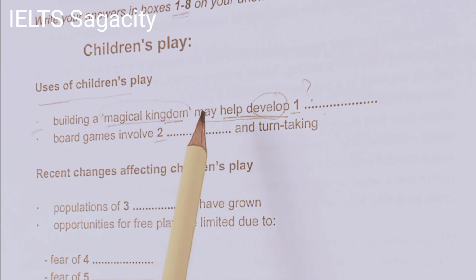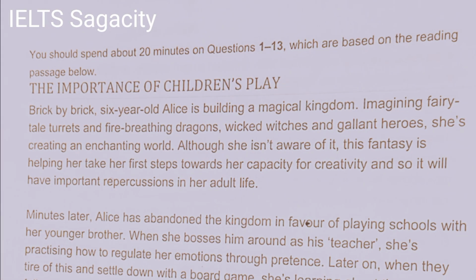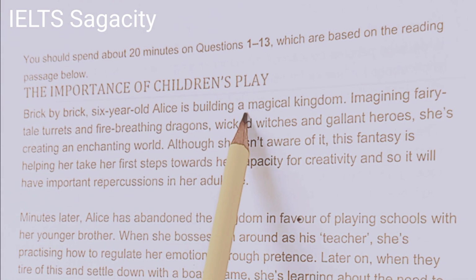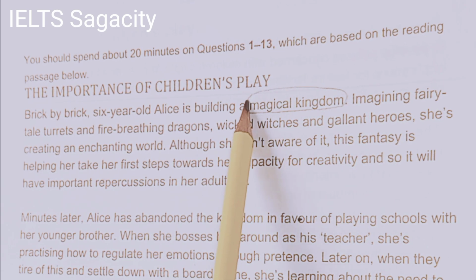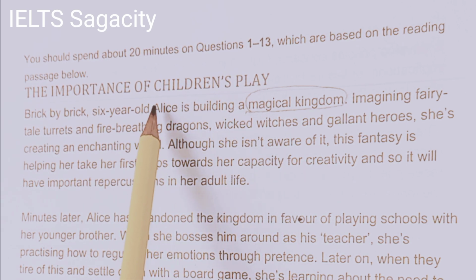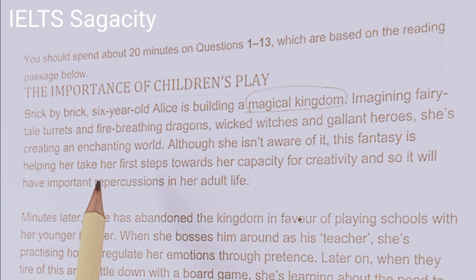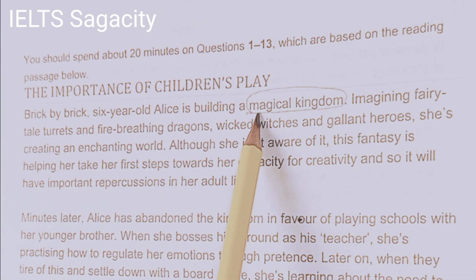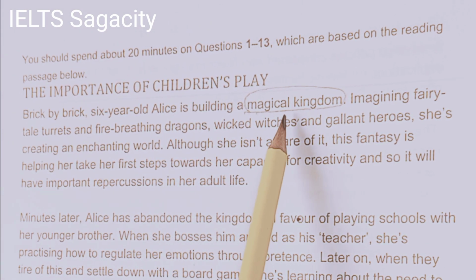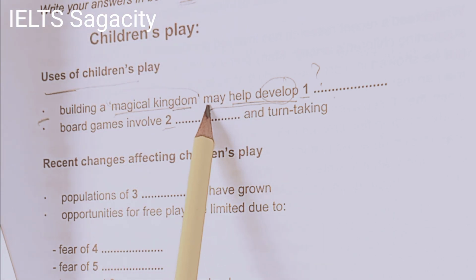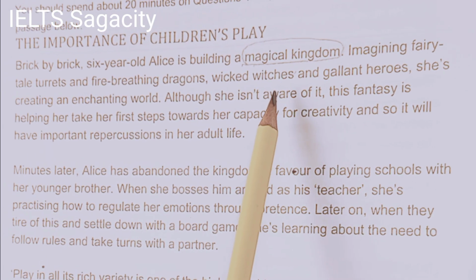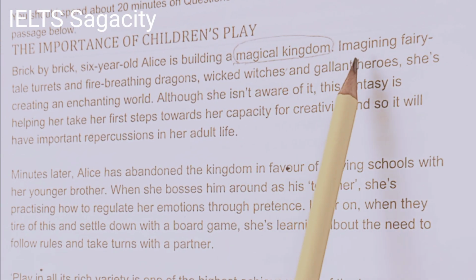So let's have a look in the text. Of course we're going to look in the order, so we can see brick by brick 6-year-old Alice is building a magical kingdom. So of course we found the expression magical kingdom. Now it means that the answer is somewhere in the first paragraph. Now we are going to find out what this magical kingdom helps develop. So we are going to look for some expression related to the words in the question, and that is may help develop. So let's look for something related to help and develop.